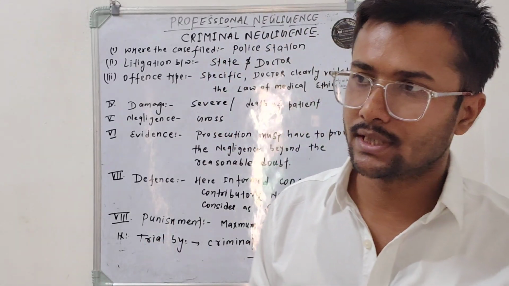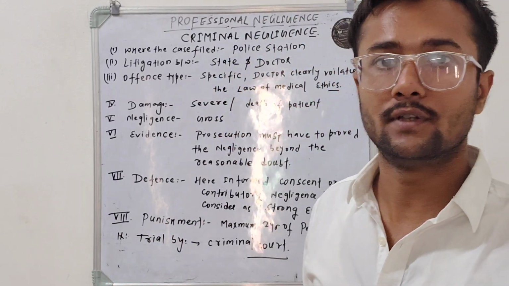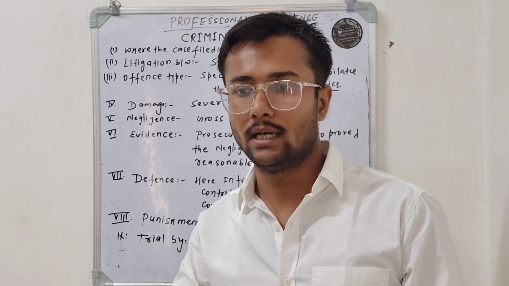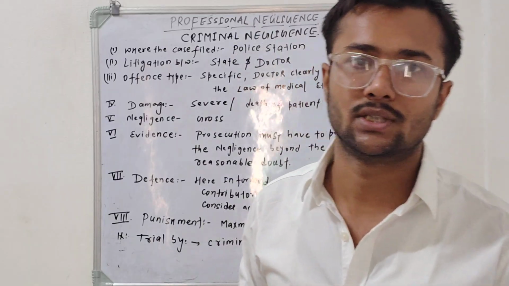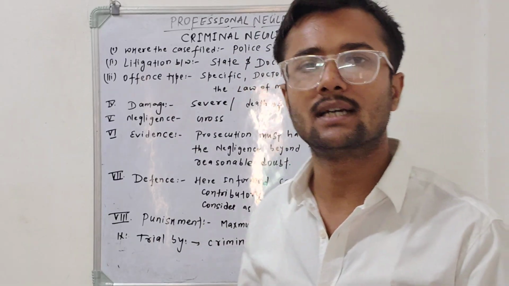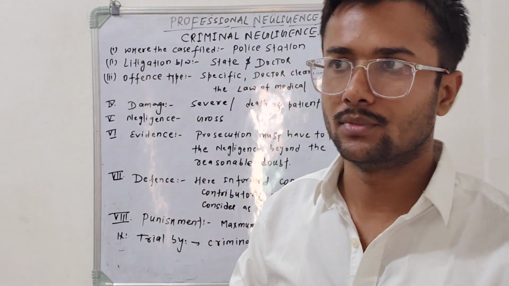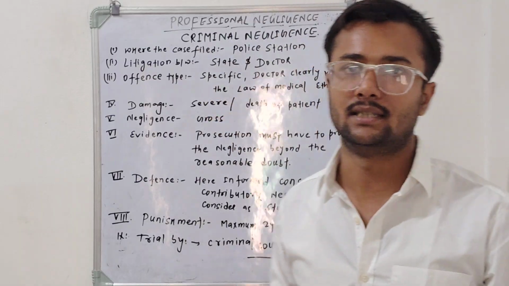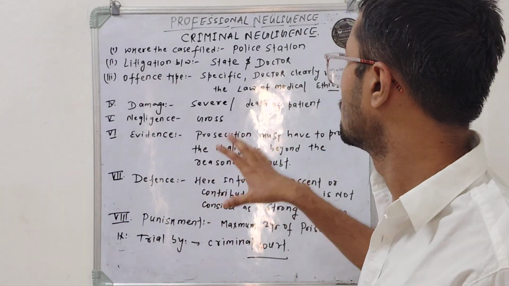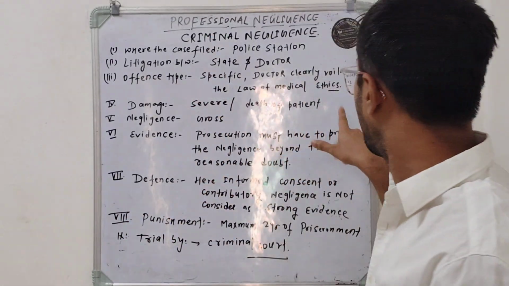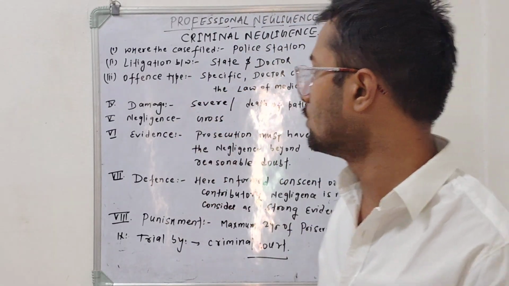After litigation, we come to the offense type, which means it is a specific offense. A specific offense means the doctor specifically violates the rules of medical ethics, because amputation of the wrong leg, going for criminal abortions, and removal of organs are definitely very severe crimes. They clearly violate the rules of medical ethics. So it is considered a very specific type of offense where doctors clearly violate the law of medical ethics.